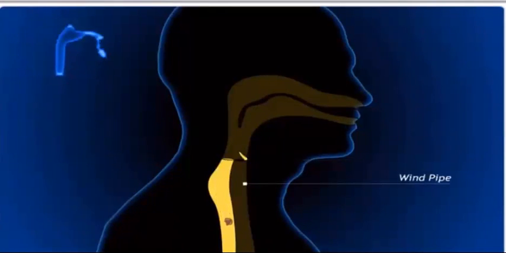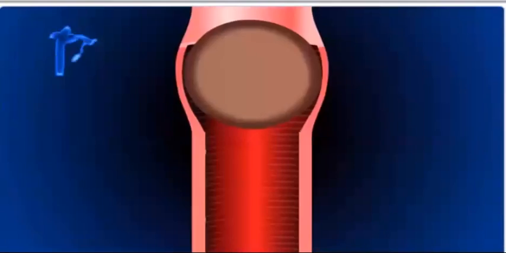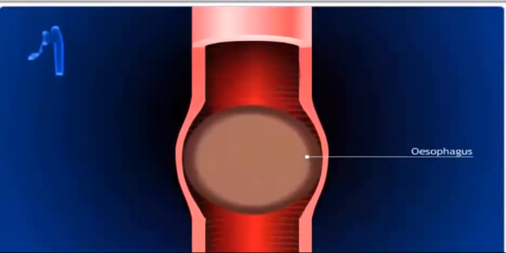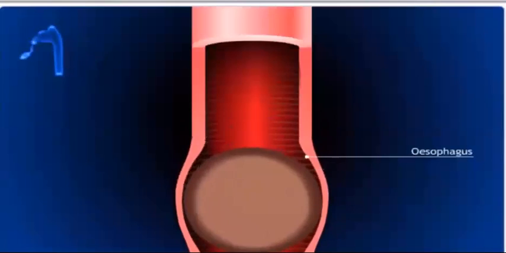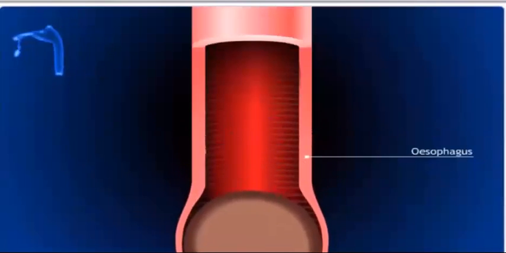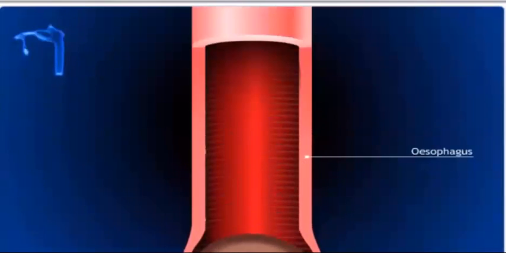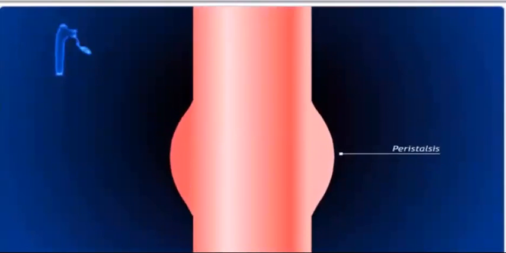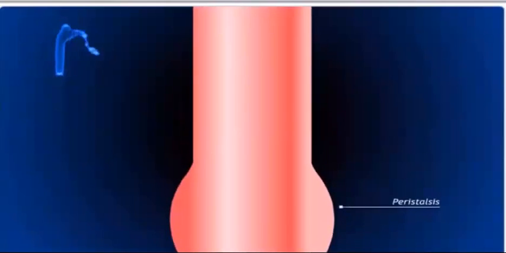Food moves through a narrow tubular muscular organ called the esophagus. The lining of the food canal has muscles that contract and expand rhythmically in order to push the food forward to the stomach. This series of muscular contractions is called peristalsis.